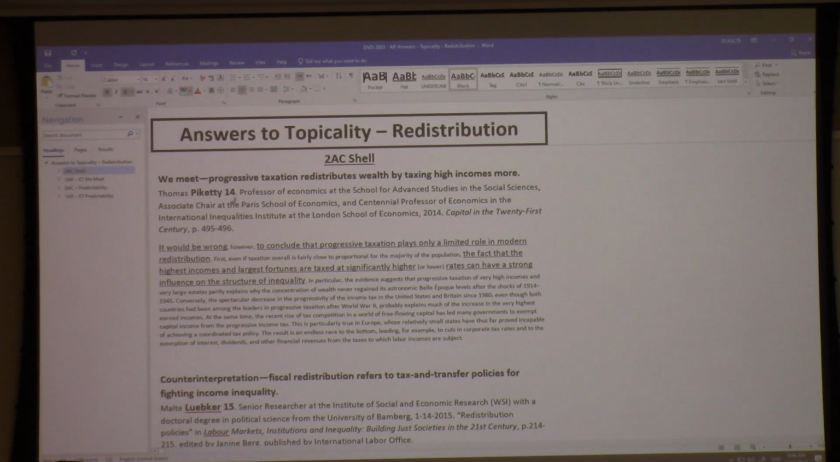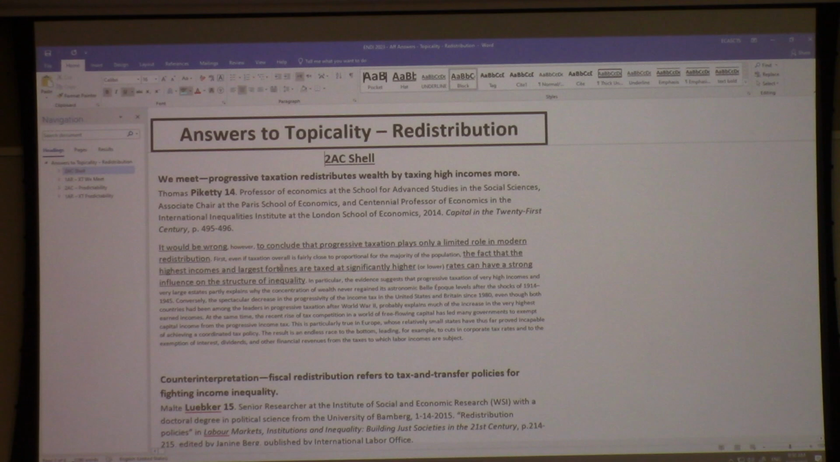So we have a card in our 2AC shell that says that progressive taxation redistributes wealth by taxing high incomes more, which means that they meet. So here's a card, a piece of evidence that establishes that the affirmative actually meets the phrase fiscal redistribution in the resolution. If we put our negative hats on, can we think of some objections that we would have to this we meet argument?